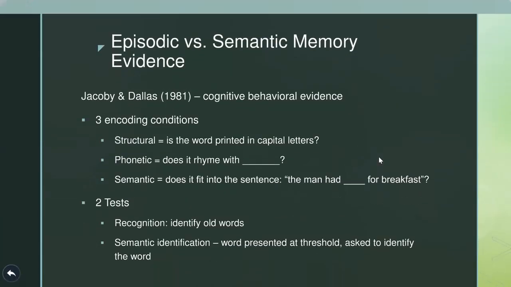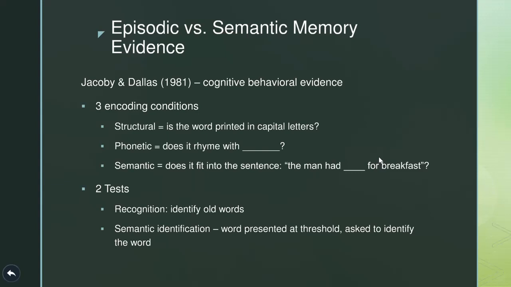Now, some of the evidence for distinguishing between episodic and semantic memory, we're going to talk about two pieces of evidence. First, some cognitive behavioral evidence. So Jacoby and Dallas, in this study, what they did is they had 3 encoding conditions, and they encoded words either using structural, phonetic, or semantic. Now, this should look familiar to you. This is straight out of levels of processing, right, and straight out of encoding. You should know that this depth of processing is going to promote different, stronger memories, right? So the deeper you process it, the stronger the memory will be. So semantic should result in better episodic memories, right? Phonetic, structural, less so, right? So what they did is they had people do 2 tests. One was a recognition test where you sort of identify the old words. And again, we're predicting that the deeper you process it, the better your recognition memory.